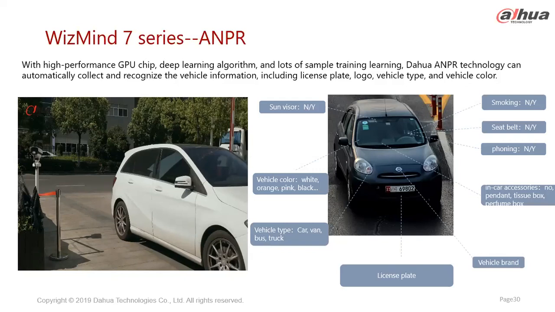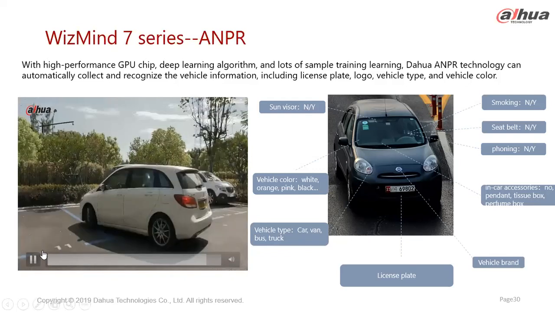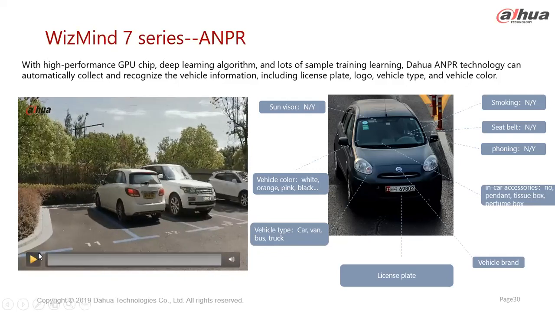So you're talking about number plate recognition. Apart from doing number plate recognition, we also do barriers. So we have number plate cameras and, at the same time, barriers. All Wizmind 7 cameras can do number plate recognition.